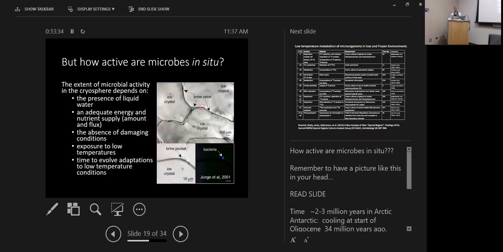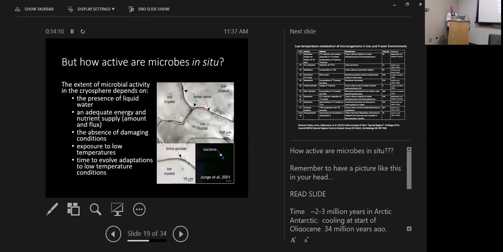All right. So we want to better understand how active those microorganisms can be in situ, considering that the amount of activity is going to depend on these many things: liquid water, adequate energy and nutrients, the absence of damaging conditions. This is of particular concern in permafrost because it is a soil environment. There are radioactive minerals here. And over that 100,000 year time frame, you can accumulate a bit of damage. The low temperatures, and then the time to evolve adaptations, because our planet actually hasn't been all that cold for all that long.